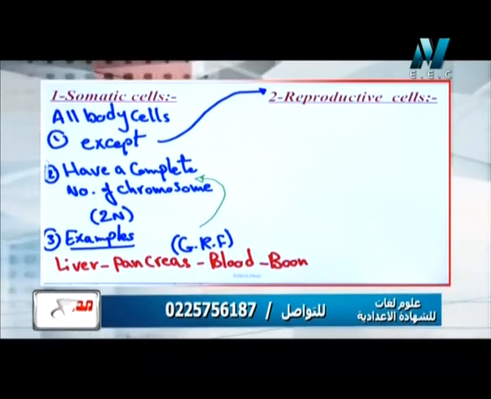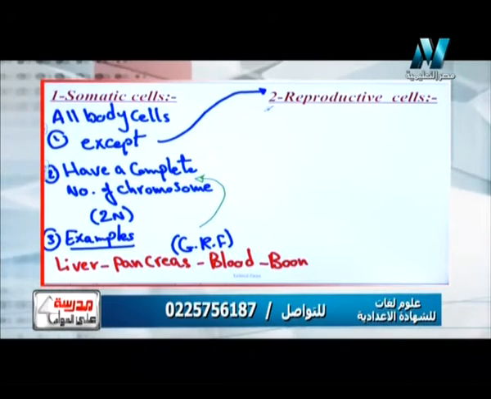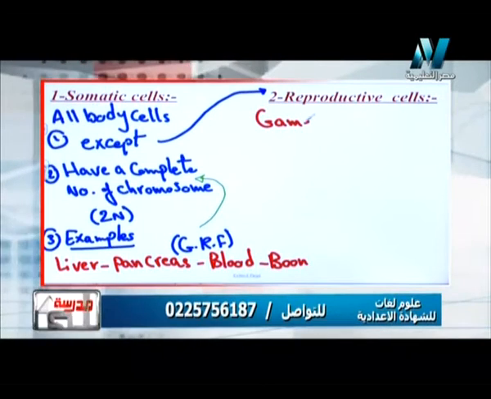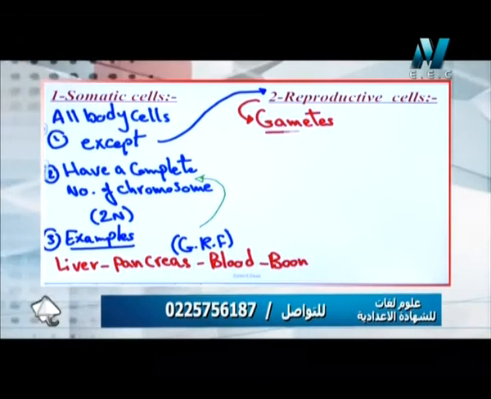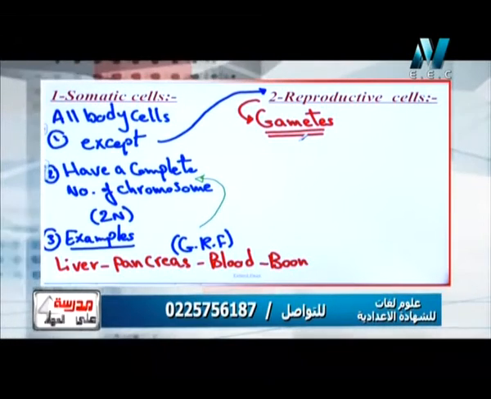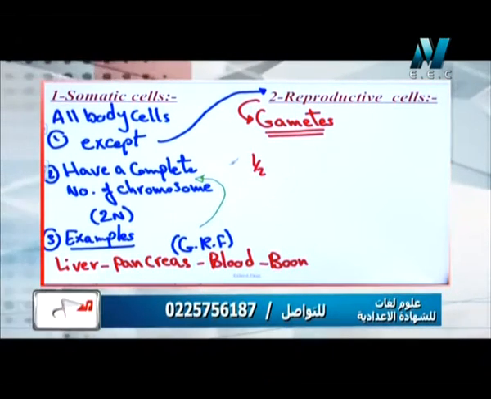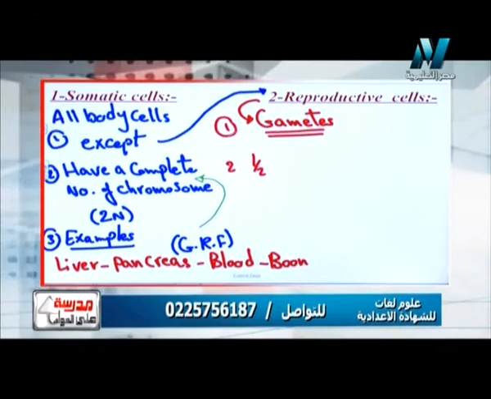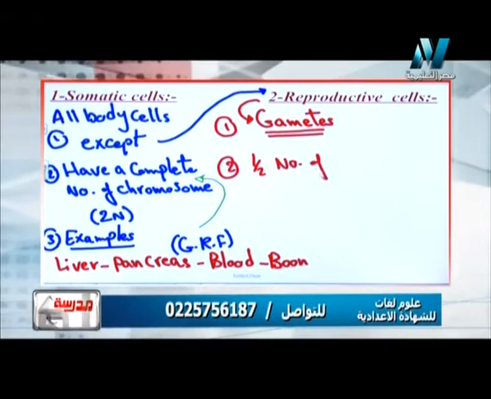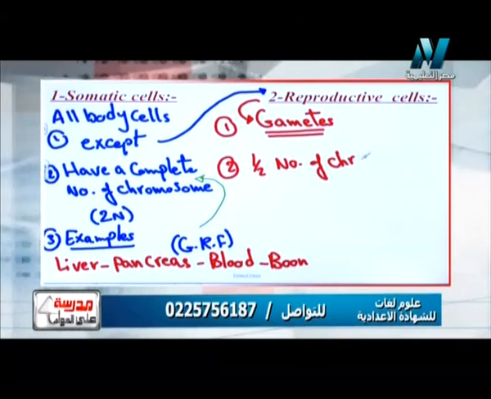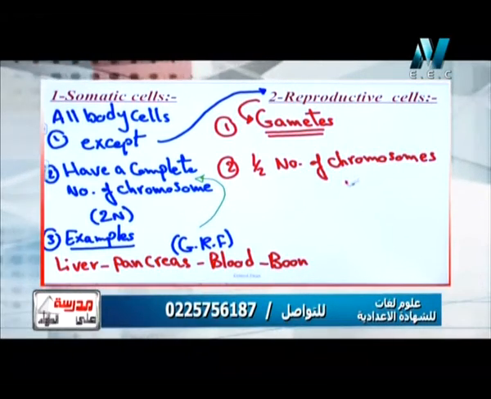And on the other side we have the reproductive cells. Here we talk about gametes, which is another name for reproductive cells. Number one, they are called gametes. Number two, they have half the number of chromosomes, as n.